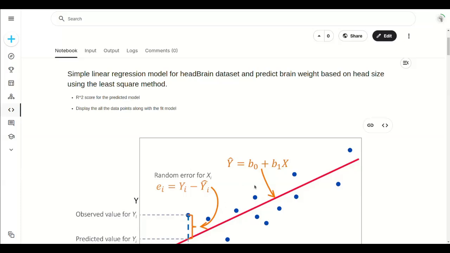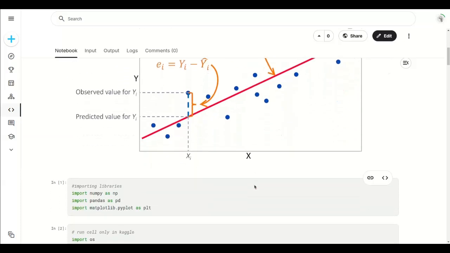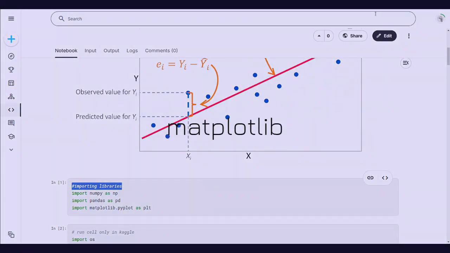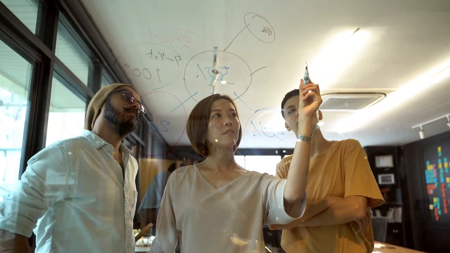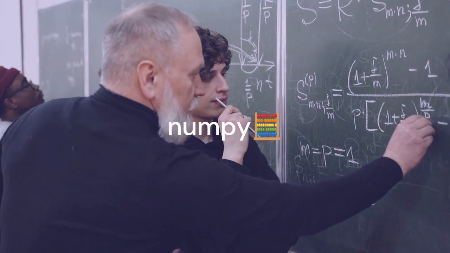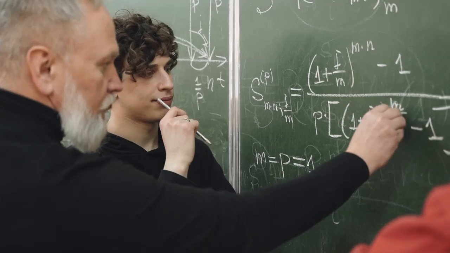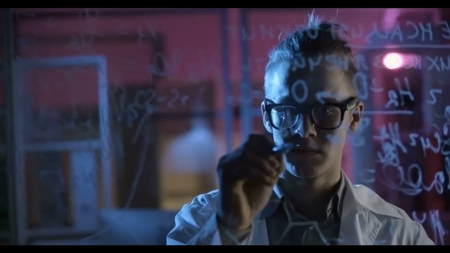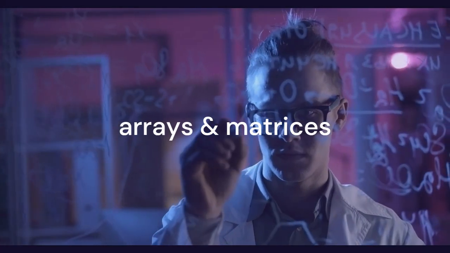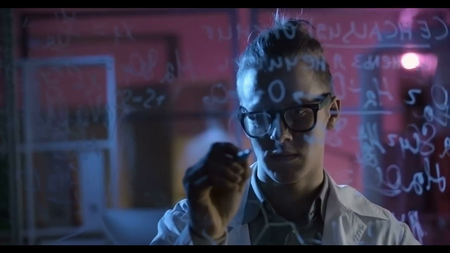First, let's start by importing the libraries we'll be using. Here, we have three important ones: NumPy, Pandas, and Matplotlib. Let me break them down quickly. NumPy, short for Numerical Python, is a powerful library for handling numerical data. It's great for performing operations on arrays and matrices, tools you'll often use in machine learning.